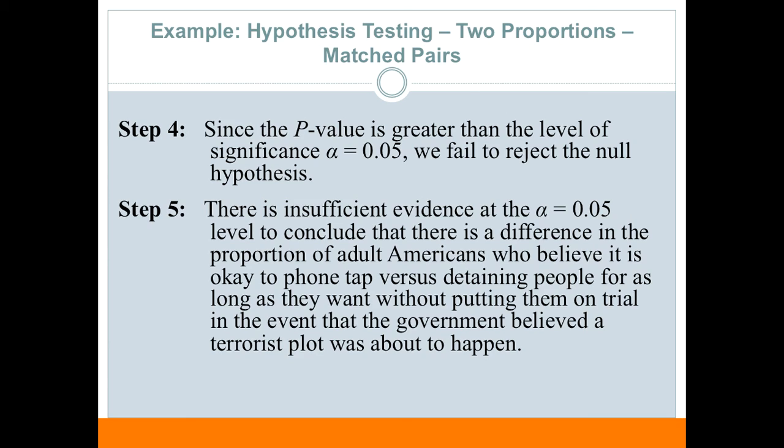So I can say that there is insufficient evidence at the alpha equals 0.05 level to conclude that there is any difference in the proportion of adults who believe it is okay to tap phones versus people who believe that it's okay to detain people for as long as they want without putting them on trial, in the event that the government believed a terrorist plot was about to happen. So there's no difference between the two based on this sample data.